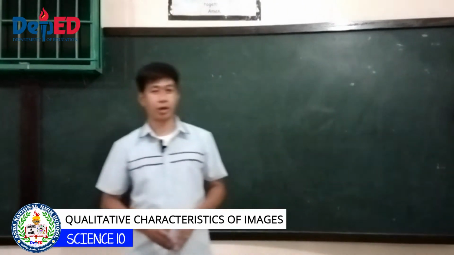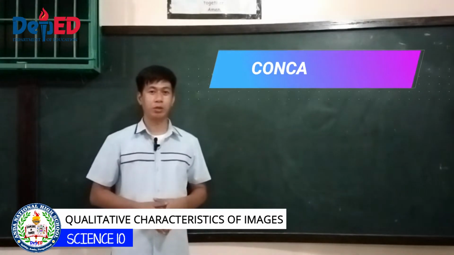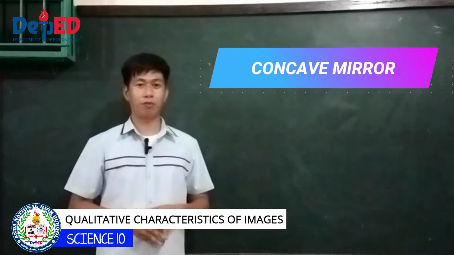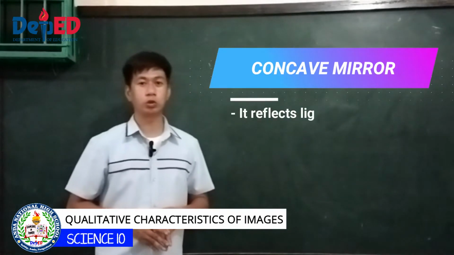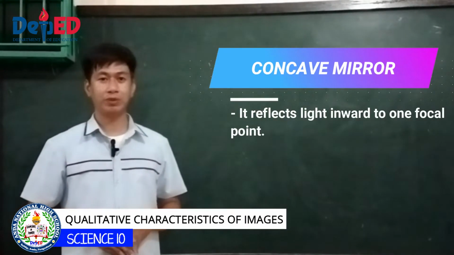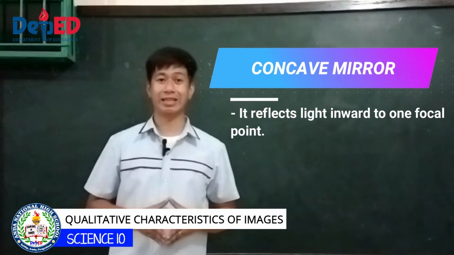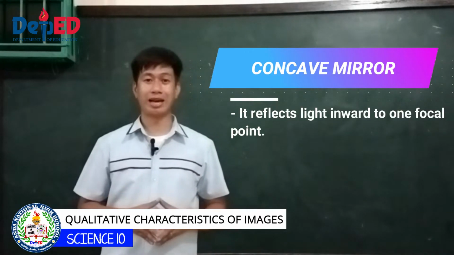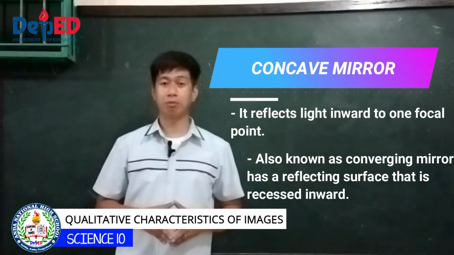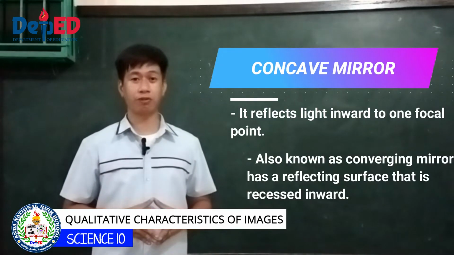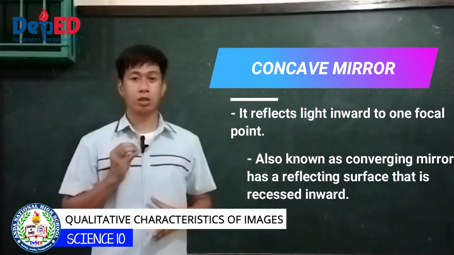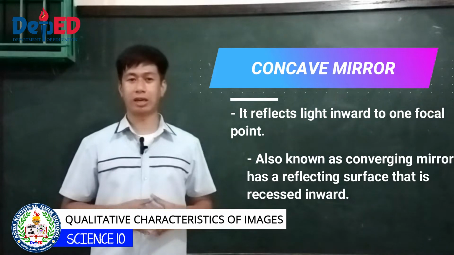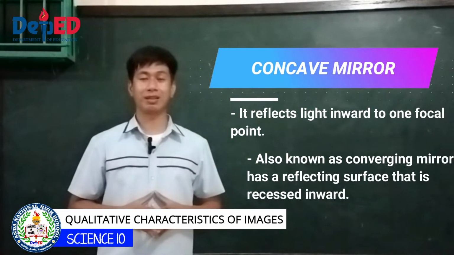Number one, we have concave mirror. Concave mirror reflects light inward to one focal point. It is used to focus light. It is also known as converging mirror because it has a reflecting surface that is recessed inward, in other words, away from the incident light.